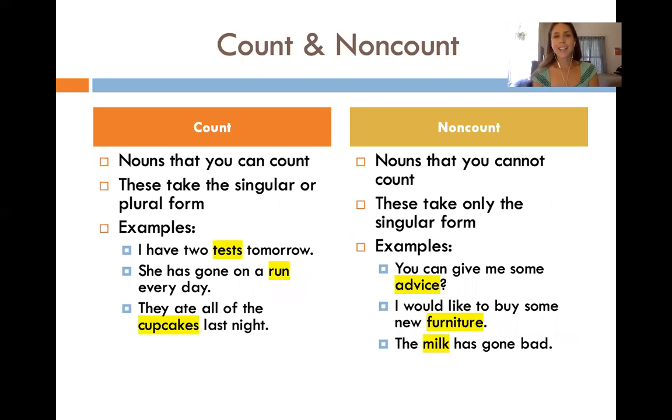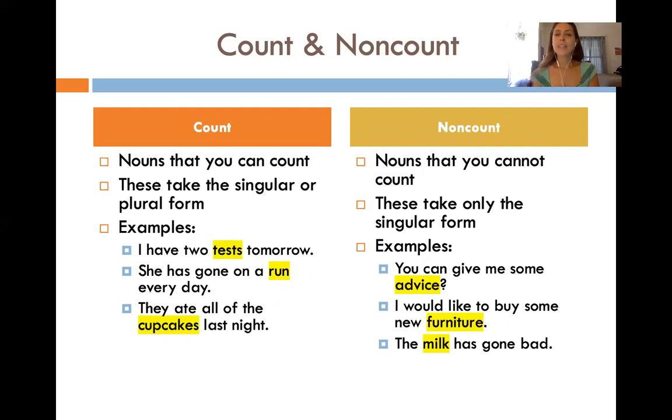All right, last one. So count and non-count nouns. Count nouns are nouns that you can count. Surprise, surprise. These take the singular or plural form. So for example, I have 2 tests tomorrow. She has gone on a run every day, and they ate all the cupcakes last night. So we have 2 tests, a run, because it doesn't have to be pluralized. We can count runs. I went on 6 runs this week, but we have a run, and then the cupcakes, so multiple there.